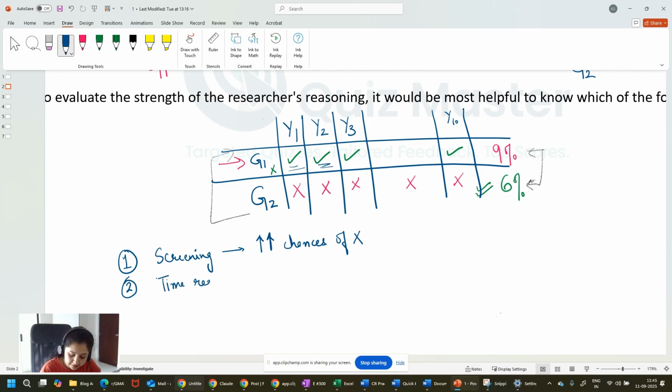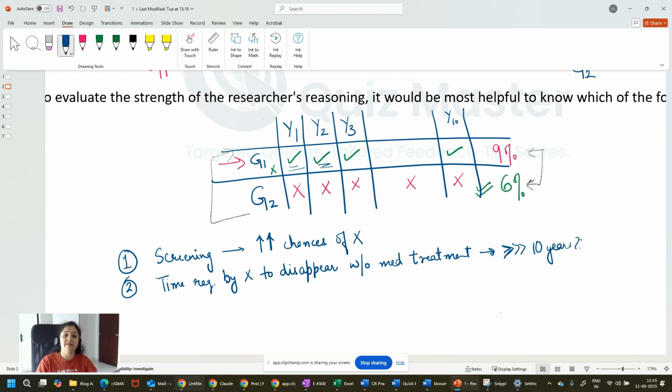time required by disease X to disappear without medical treatment, what if this is much more than 10 years?